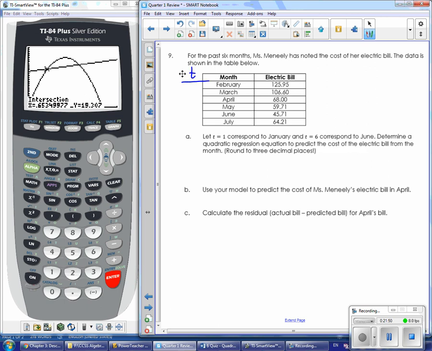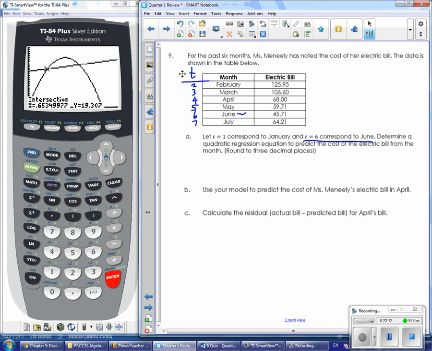Okay, so if January corresponds to T equals 1, that means February must be 2, March must be 3, April must be 4, May must be 5, June is 6, and July is 7. And I just want to double check that T equals 6 corresponds to June, and that is true, so I know that I have assigned my values of T to the months correctly.